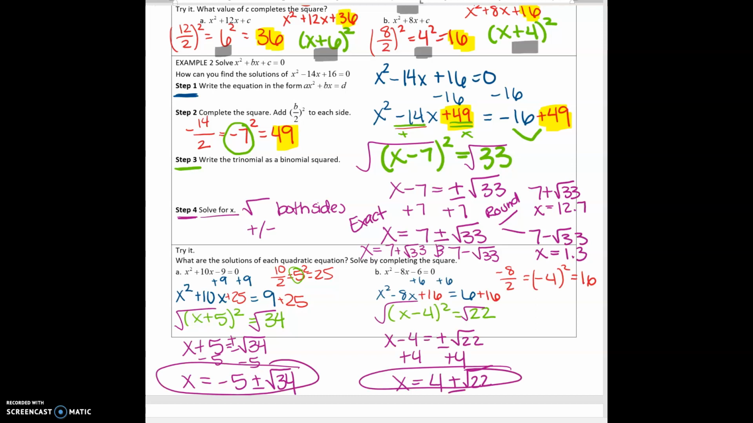Okay, so step 1, getting it in this format, so adding 6 to both sides. Step 2, doing the b divide by 2. Here we have a negative 8 divided by 2, so that's a negative 4, and then square it, so we're still adding 16 to both sides. Factored form, again, we are taking this x squared minus 8x plus 16 and factoring it, or we notice the pattern where this here goes right here. Then square root both sides, add 4 to both sides, and then there's our final answer.